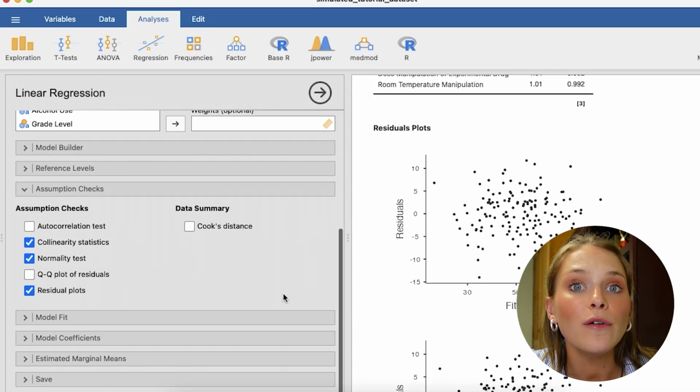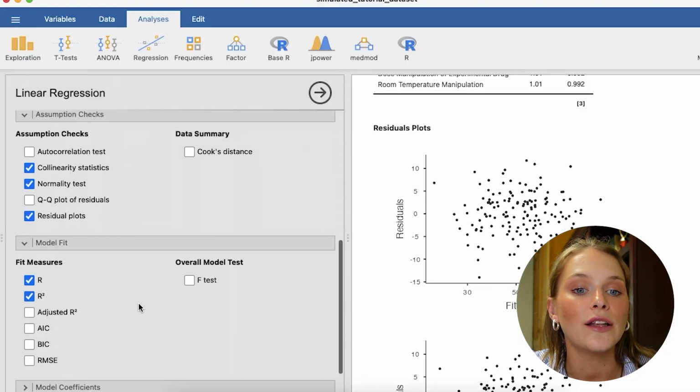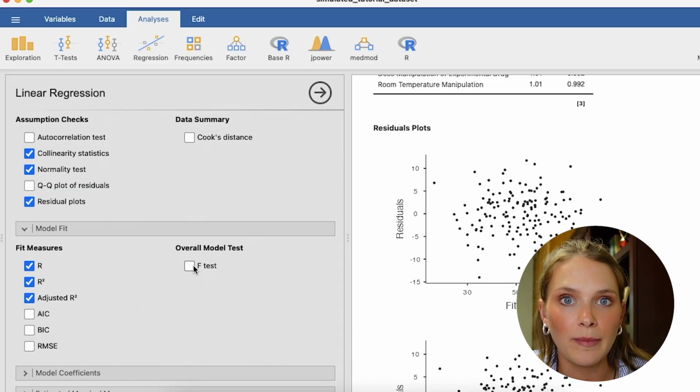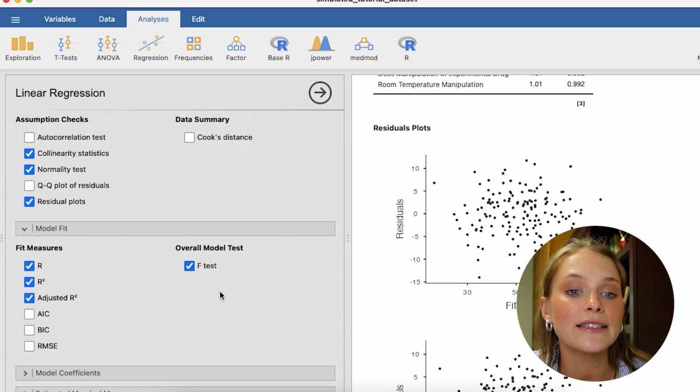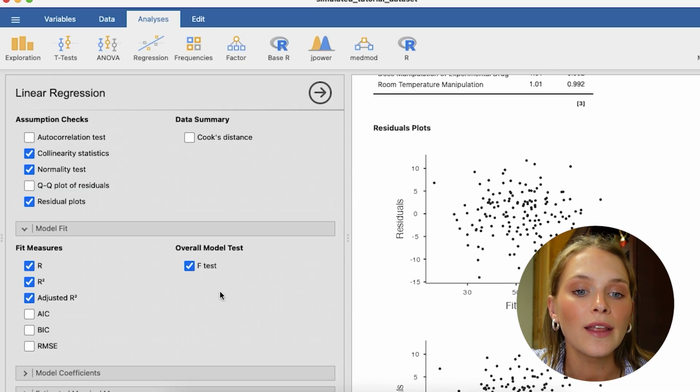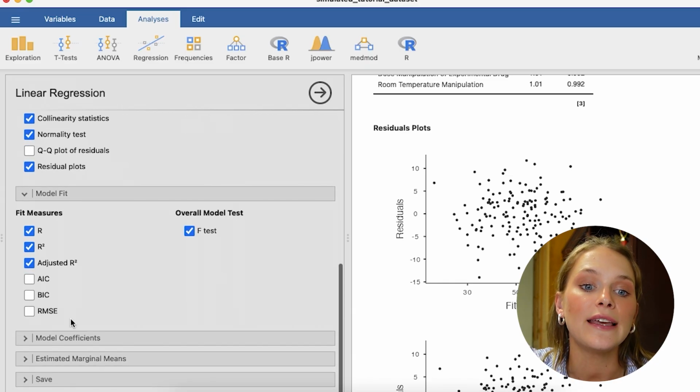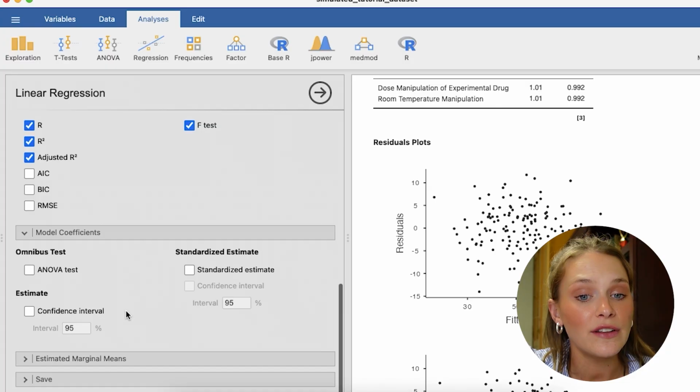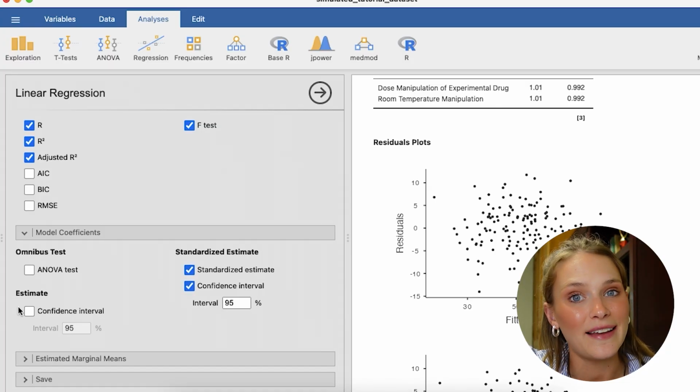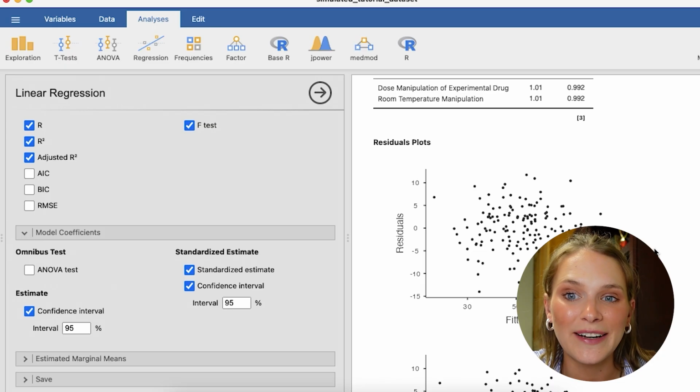So now that we've tested the assumptions, we've made sure that they've been met, we can go ahead and move forward. So go ahead and click on the model fit box, and you should have R and R squared automatically selected. Go ahead and also select adjusted R squared. Then I'll have you scroll down to model coefficients, and you're going to select for the estimate, the confidence interval for the estimate, and the standardized estimate and its confidence interval as well. Now we've got a whole lot of output here, and we can go through it box by box together.